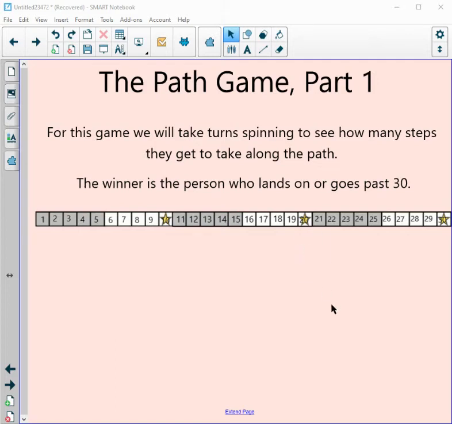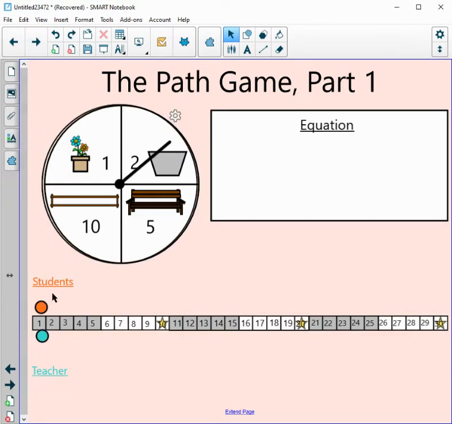The Path Game Part 1. For this game, we will take turns spinning to see how many steps we get to take along the path. The winner is the person who lands on or goes past 30. Okay? So we're going to start with the students, and we both start on 1, so we won't have an equation for the first spin, but all the spins after that we will.